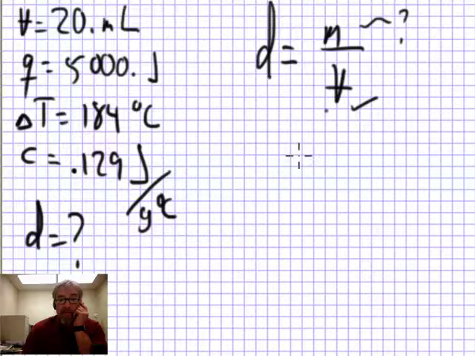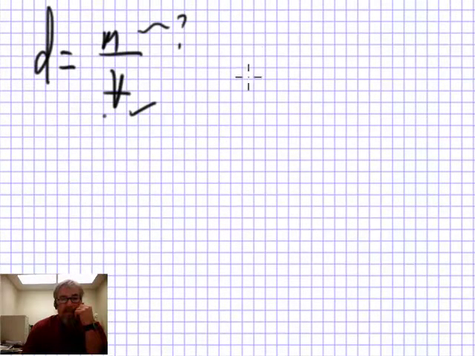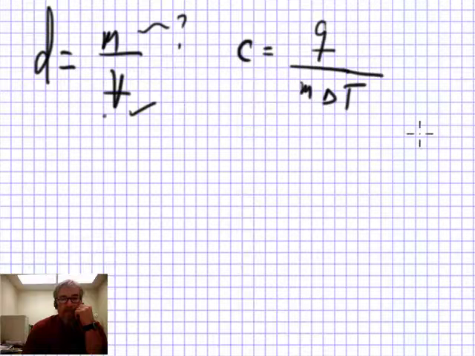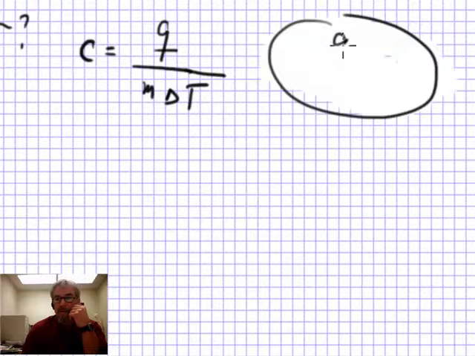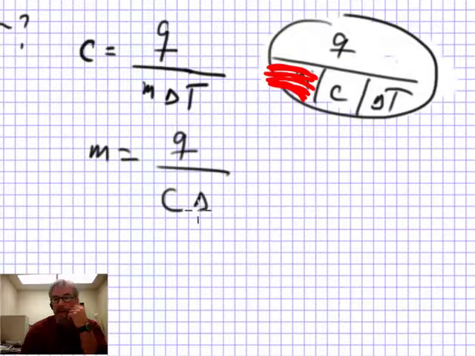Well, I do. If I think about these three quantities here, mass is related to them by the specific heat equation. So specific heat is Q divided by mass times change in temperature. How can I rearrange that equation? Well, I can do a little algebra, or I can think about this little device: Q equals mass times C times delta T. And if I want M, cover up M, it tells me that mass is equal to Q divided by C times delta T.